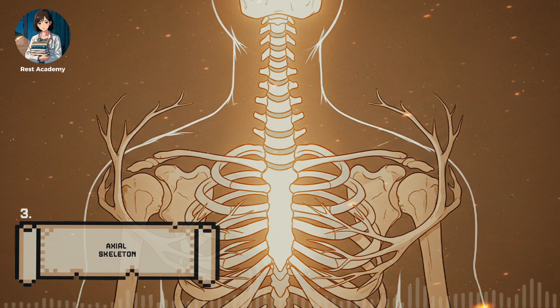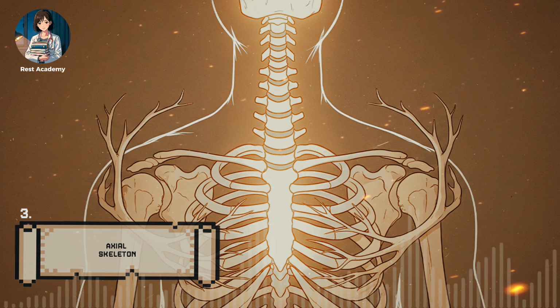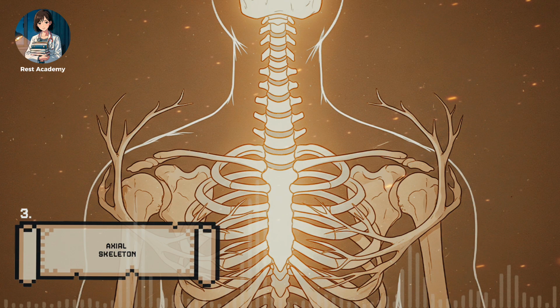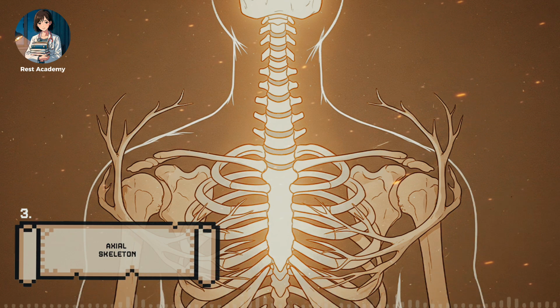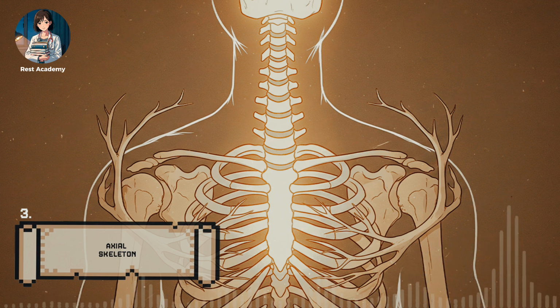The vertebral column holds the plan. A typical vertebra has a weight-bearing body in front and an arch behind that surrounds the spinal canal. Projections, spinous and transverse processes, extend as levers for muscles and as struts for ligaments. Between bodies lie intervertebral discs, fibrocartilage pads with an outer ring, the annulus fibrosus, that resists tension, and a central gel, the nucleus pulposus, that distributes compression.